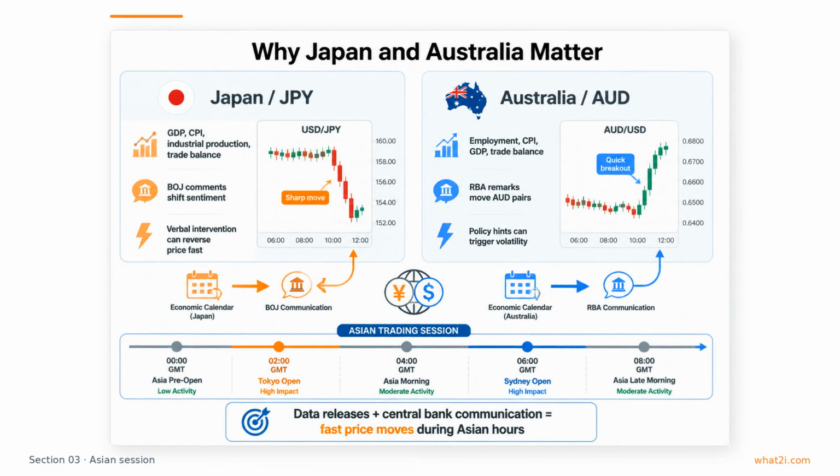Japan and Australia matter because their data and central bank communication can quickly change price behavior during Asian hours. Japanese releases can move yen pairs sharply, especially when they affect inflation, growth, or policy expectations. Comments from the Bank of Japan can be even more influential because the yen is highly sensitive to shifts in rate outlook and intervention concerns.